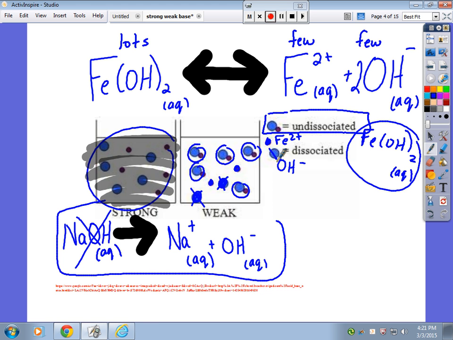See that? I have very few of those compared to my undissociated particle. So what's that mean as far as being a base? That means I have very few of my hydroxide ions, which means I'm going to have fewer hydroxide ions to make a pH or pOH value.